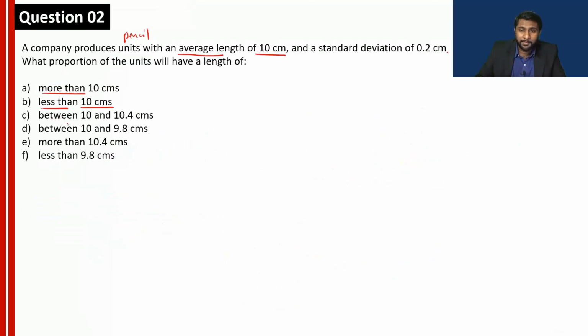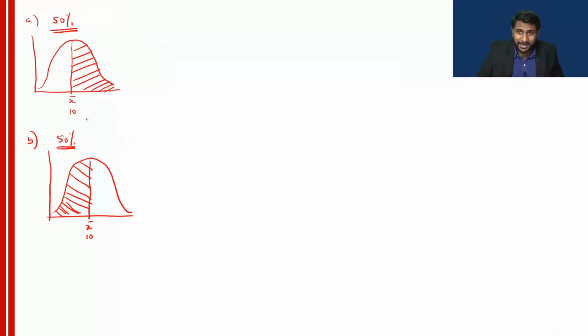Next one, what they are asking is, if you pick a pencil randomly, what's the chance of that particular pencil's length being between 10 centimeters and 10.4 centimeters? How to do this particular calculation? Now you are going to get a proper learning. So let's first of all mark it and keep it. Okay, C. Draw the bell curve, and mark your mean.